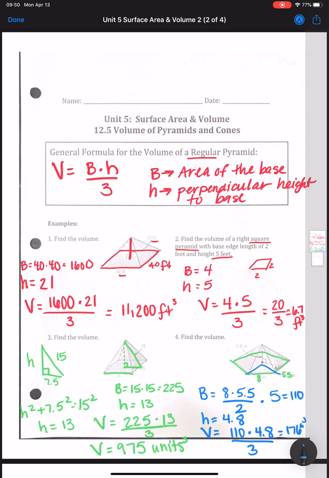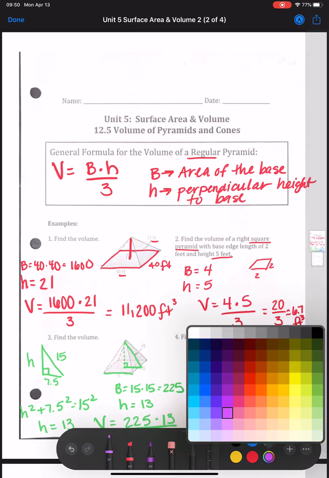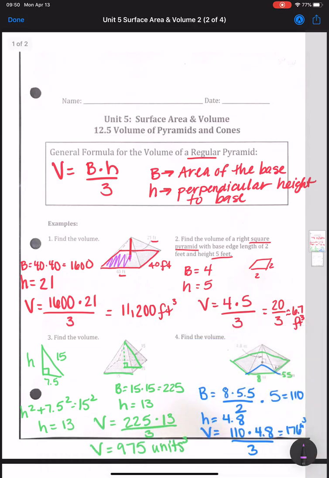Just like I've mentioned in the past, when it comes time for your unit test, you will need to be able to name some of these. So let's just talk about the names of these here on the first page. I'll write them in purple because I like to write in purple. So the first one, we said the base was a square. So this is a square pyramid.